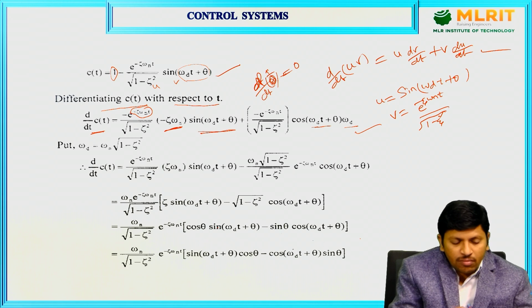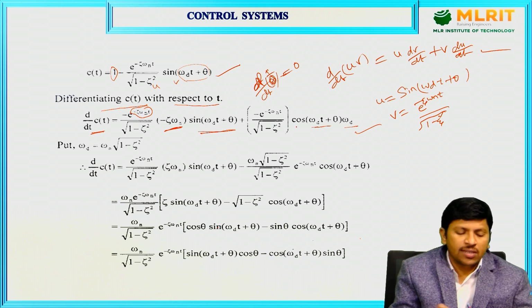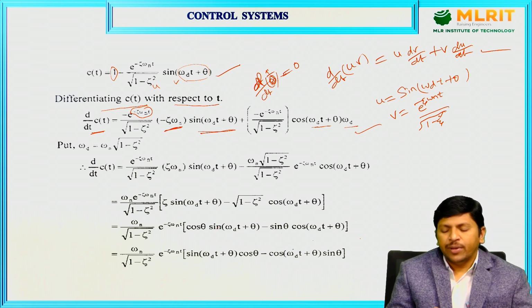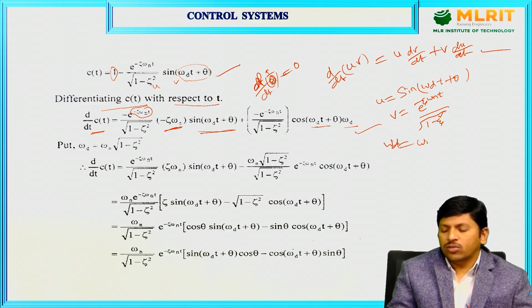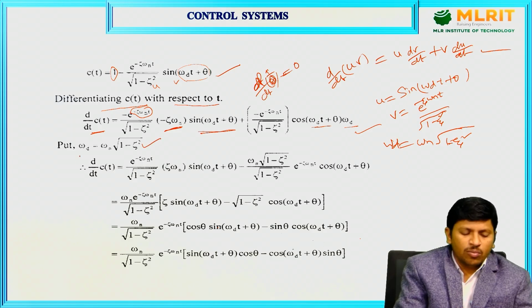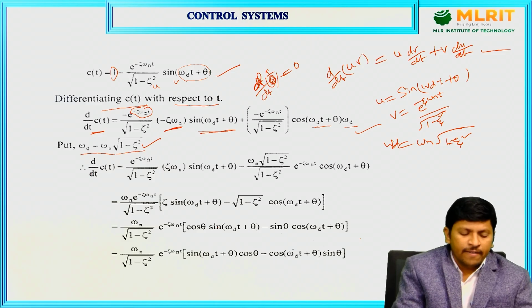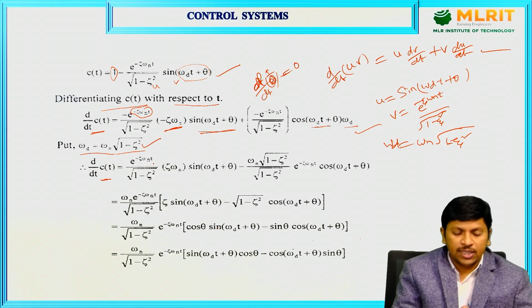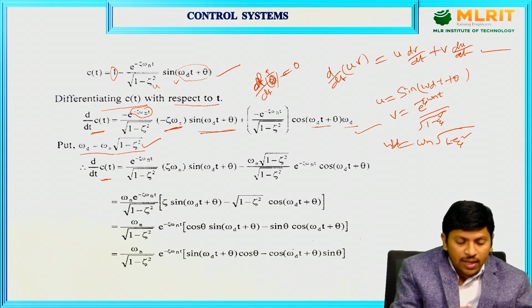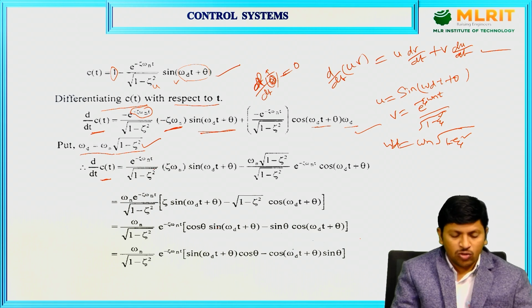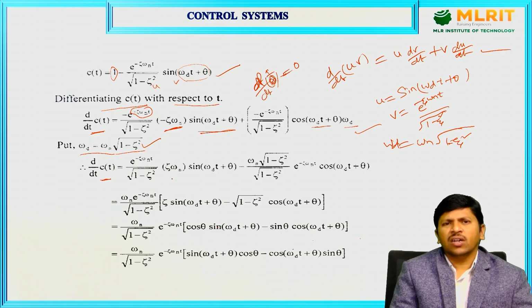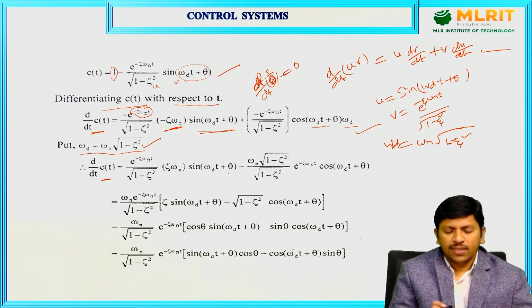Next I am going to consider omega d, which is nothing but the damped frequency of oscillation. We know that omega d equals omega n into under root 1 minus zeta square. Just substitute in omega d. d by dt of c of t is equal to e power of minus zeta omega n t, and here one more thing, my negative is there, so both are minus zeta minus plus, and e power of minus zeta omega n t by under root 1 minus zeta square and zeta omega n sine of omega dt plus theta, same as it is.